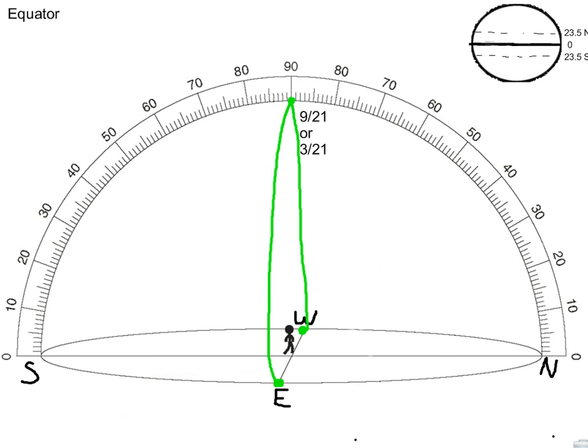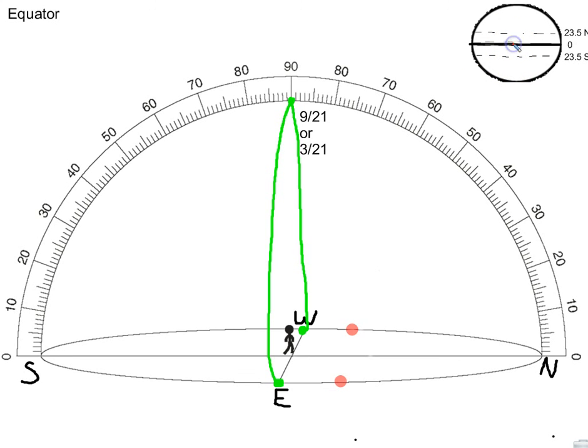Now we will draw the path for a summer solstice. During the summer solstice, the northern hemisphere is tilted towards the sun. So for every observer on Earth, the sun will rise north of east and set north of west. To figure out where I look for solar noon, I ask myself, where is the sun directly overhead and how far am I from that location?